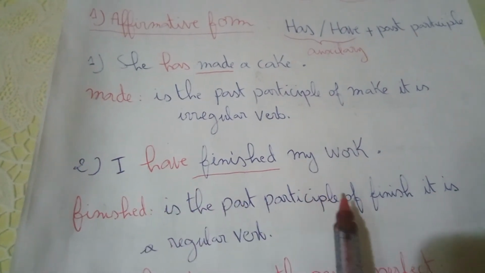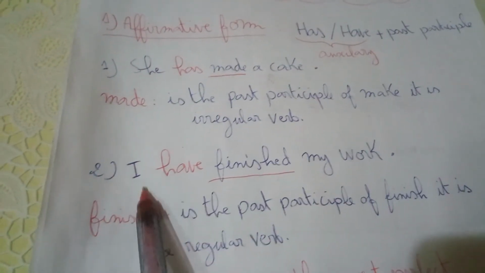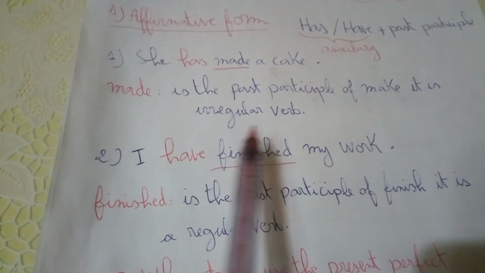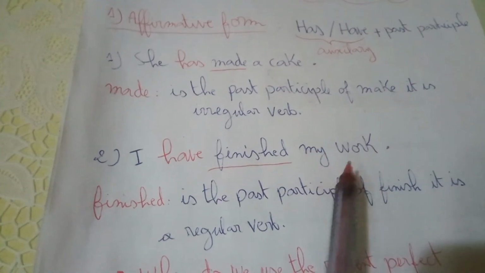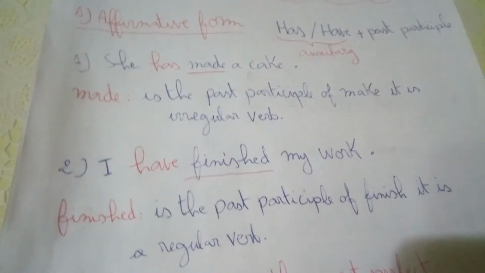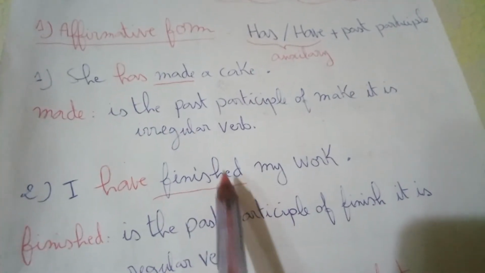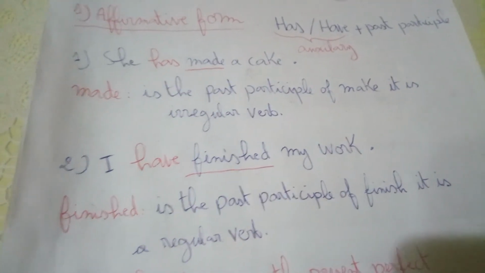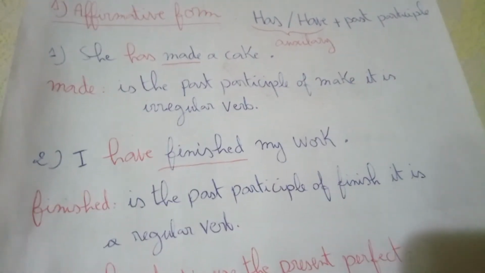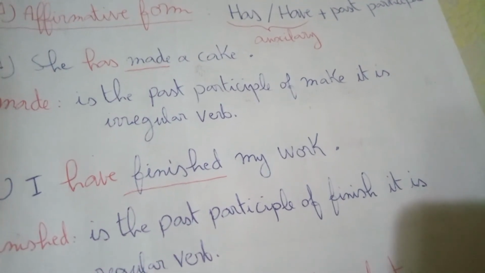I have finished my work. Here we have the subject I, and we have the auxiliary, and finished is the verb. Okay, my work. What is the difference between made and finished? Finished is a regular verb because we add ed to the regular verb. So finished is the past participle of finish. It is a regular verb, and for the regular verbs we always add ed to the verb.